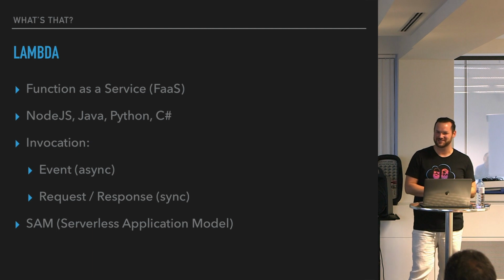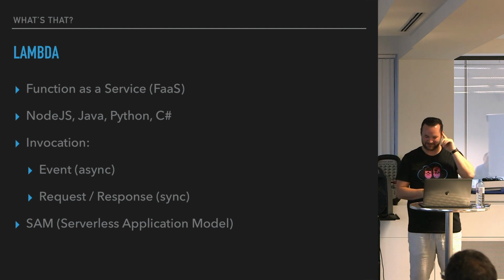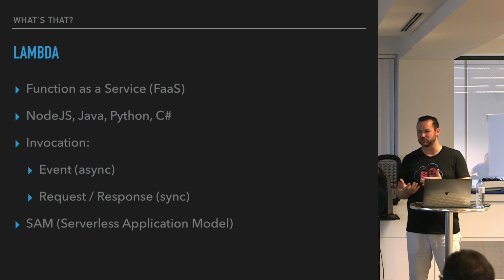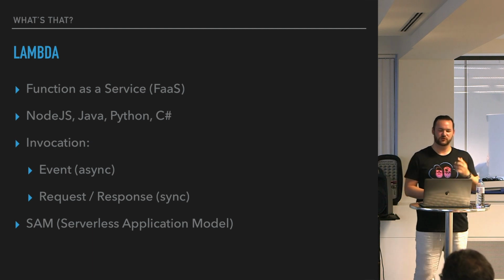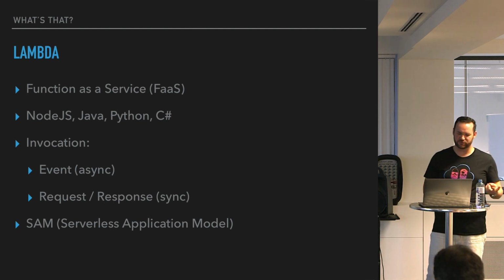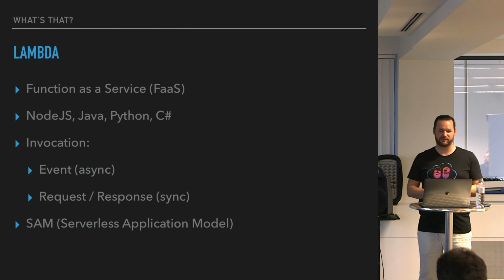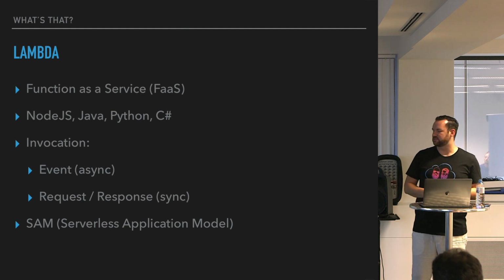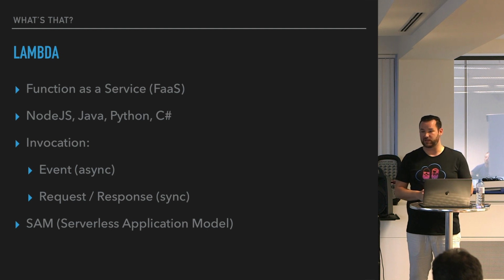It's actually a function as a service. So rather than defining a server where you deploy your application, you just write code and let AWS execute those code parts for you. And you can use Node.js, Java, Python or C# for developing your application. And you have two different ways to invoke your Lambda function. It could be either an event, so it's asynchronous, it returns immediately, and you can have some execution still running in the background, or you have a request-response pattern, which is the most common one for using Lambda.